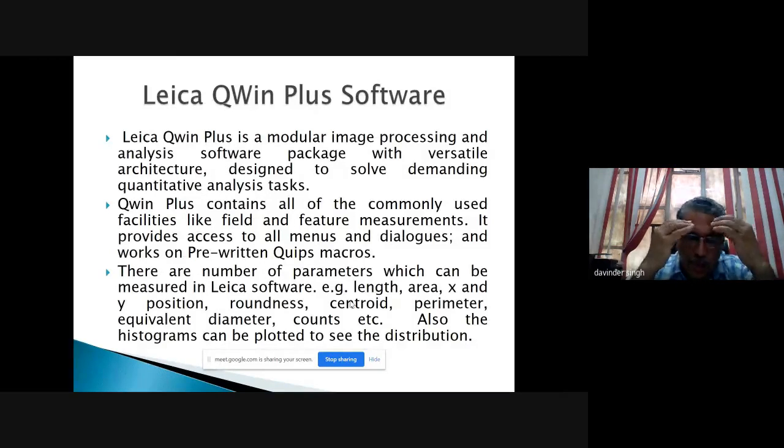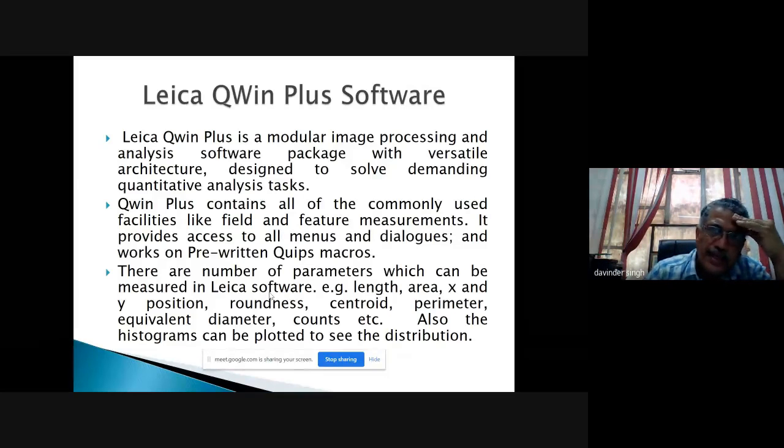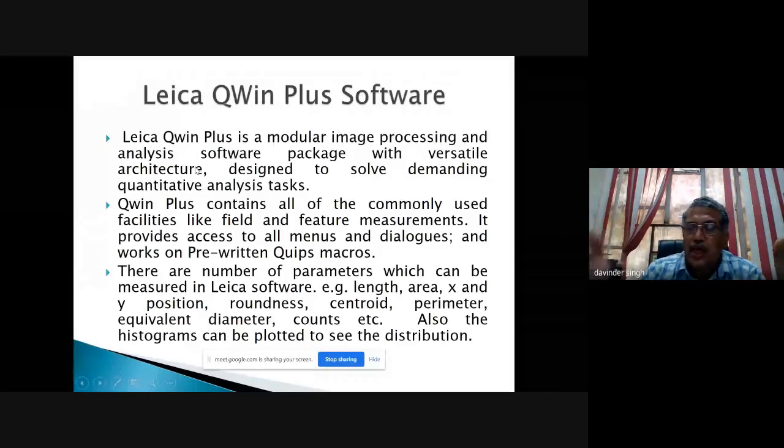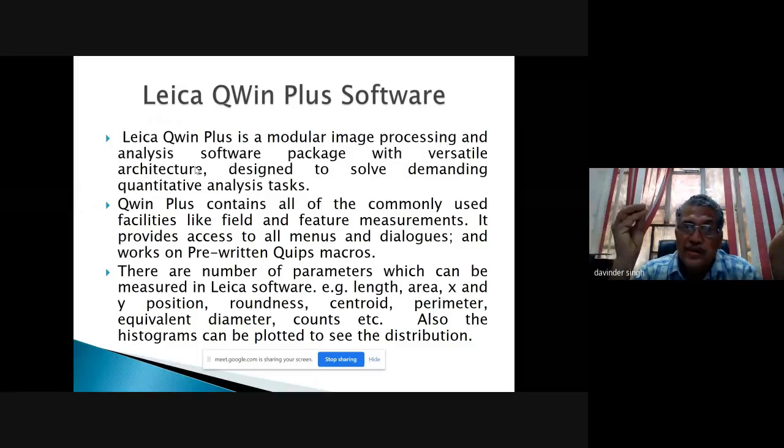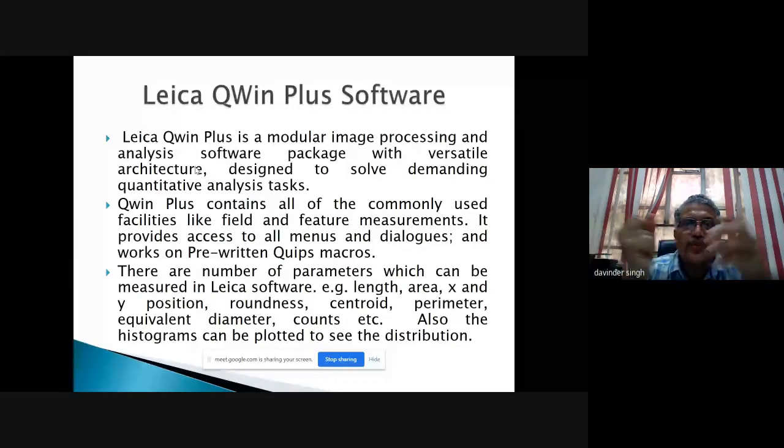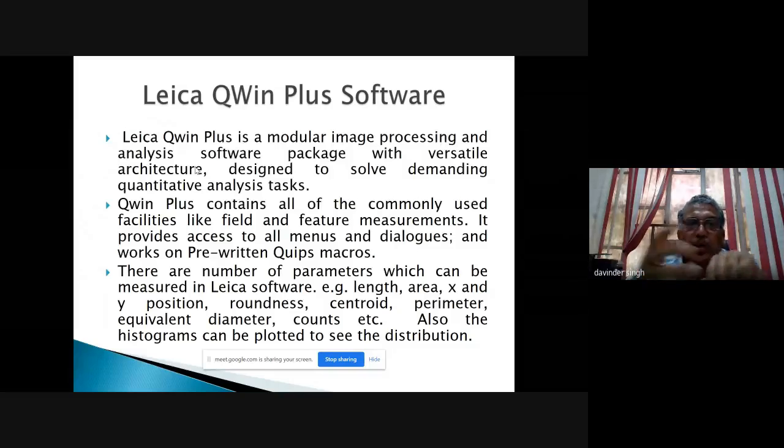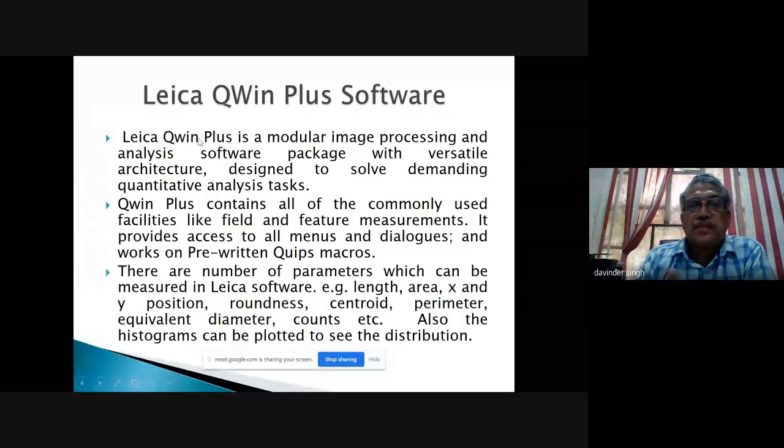Now, the idea of image analysis, as I told earlier, also this Leica QWin Plus is the software with the microscope. So this is like in all types of scanning probe microscopy or in electron microscopy, everywhere you have the software, because all these electronic instruments cannot be controlled manually. This is all controlled with the software. So that's why every system has its own software. So QWin Plus is the software with the optical microscopy system we have.